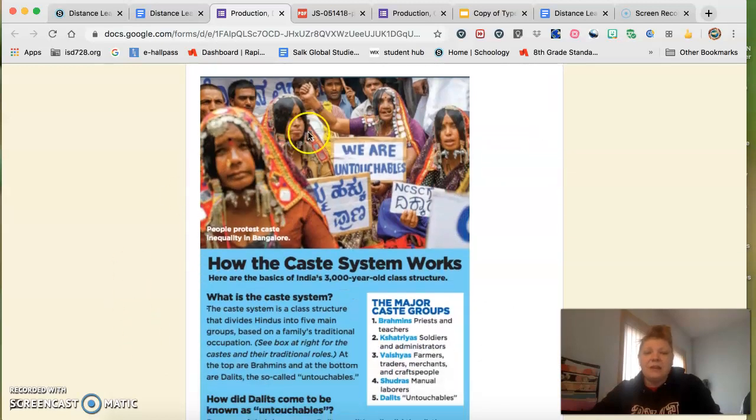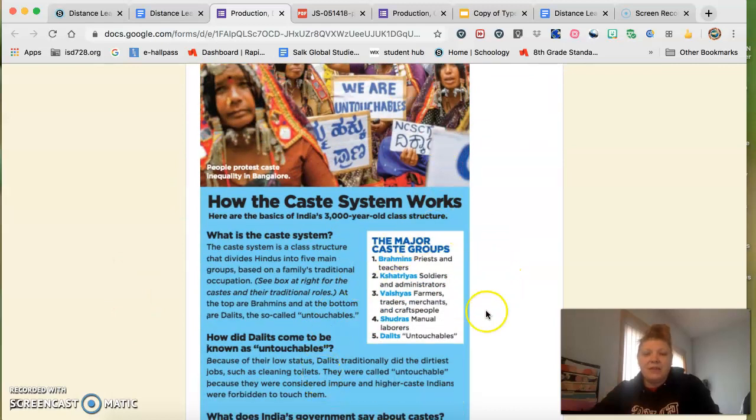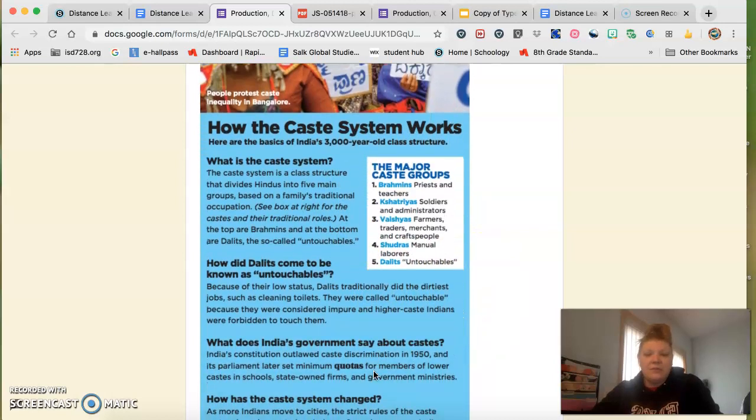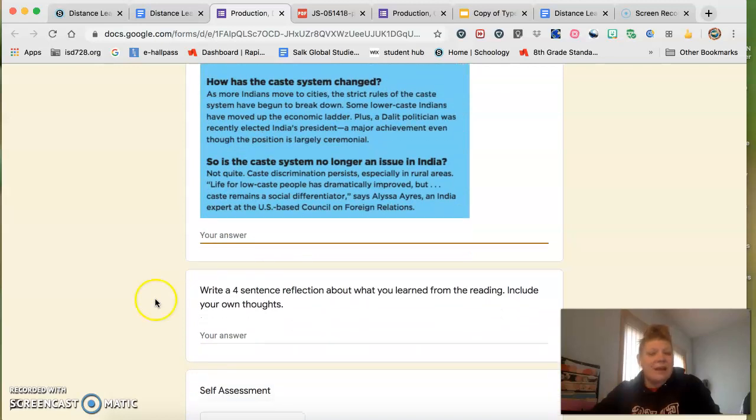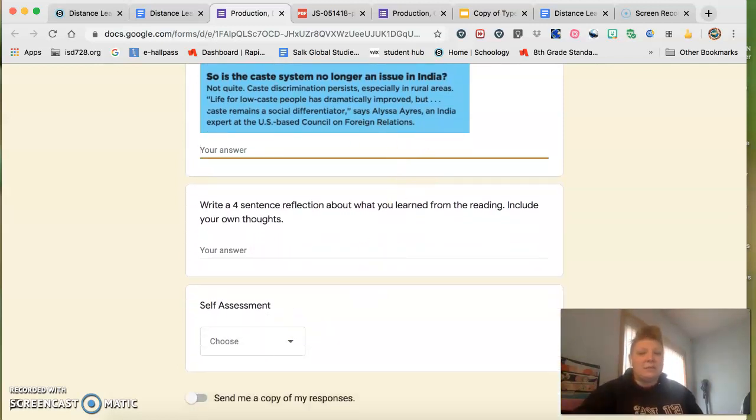There's also this small section about, as I was saying, these Hindu and caste system levels. So I want you to read about that, take down a few notes, write down a couple facts there, and then you are going to end with a conclusion, your thoughts or reflection on the reading itself, and then your self-assessment.